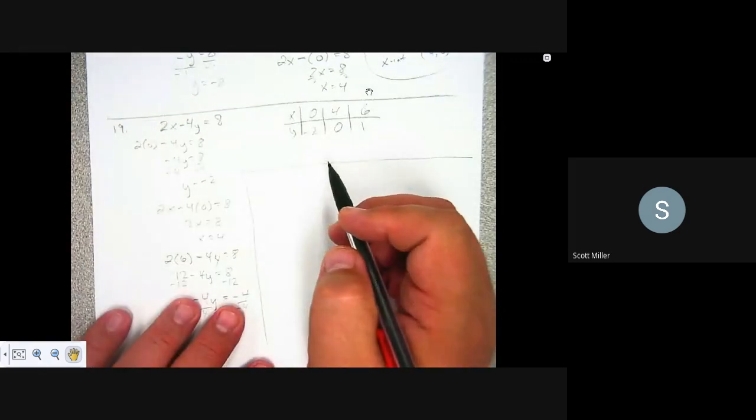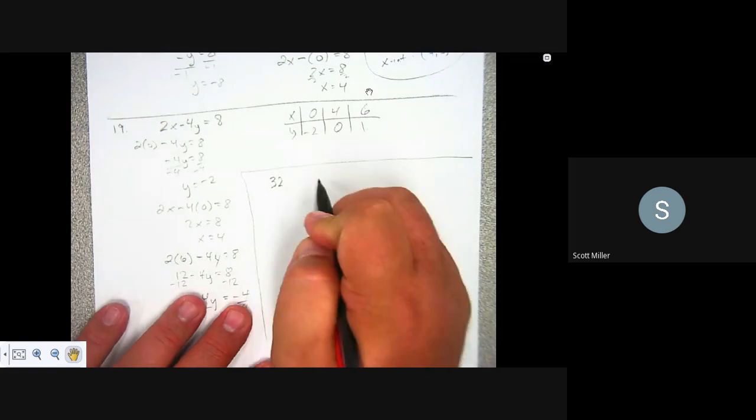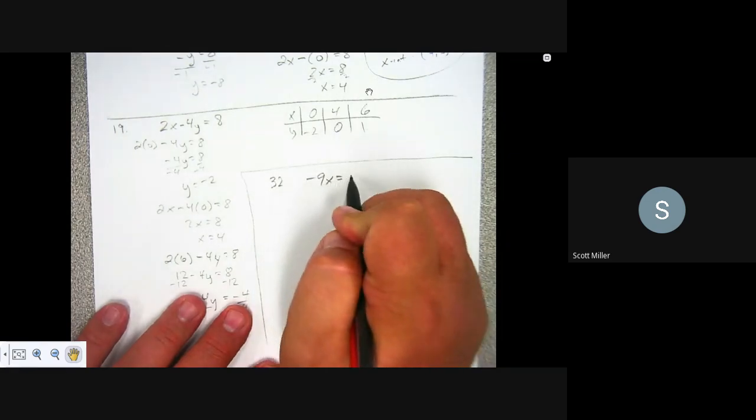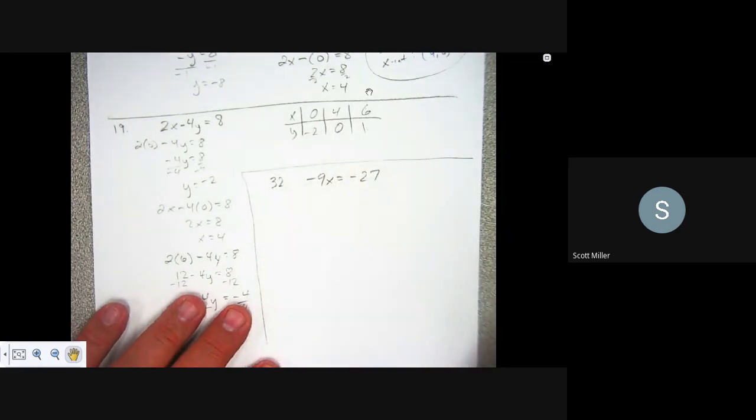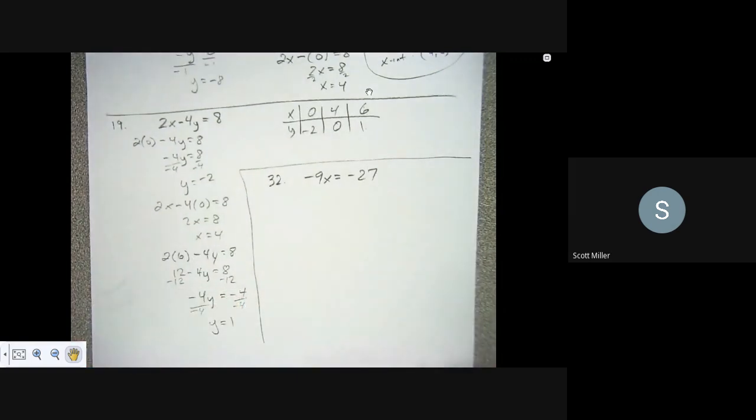Number 32 says to sketch the graph of each equation. This is number 32, and they gave you negative 9x equals negative 27. And hopefully when you see this right off the bat, you should notice that there is only one letter. There is no y in this equation. Since there's only one letter, it has to be one of the special lines. There's only 2 lines that have only one letter in their equation.